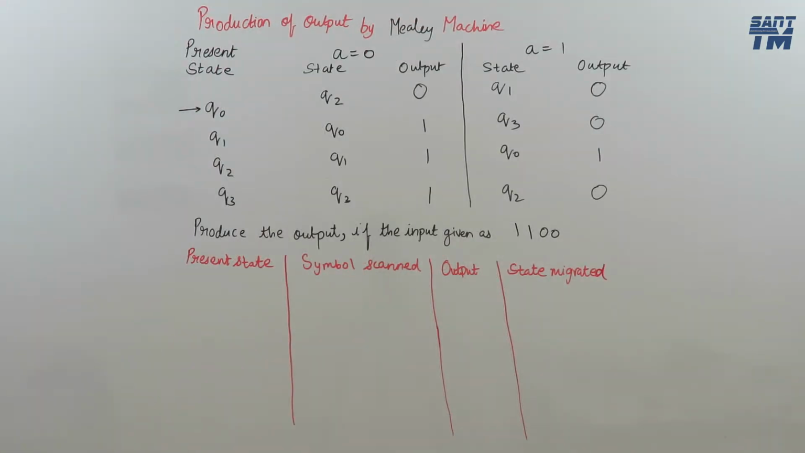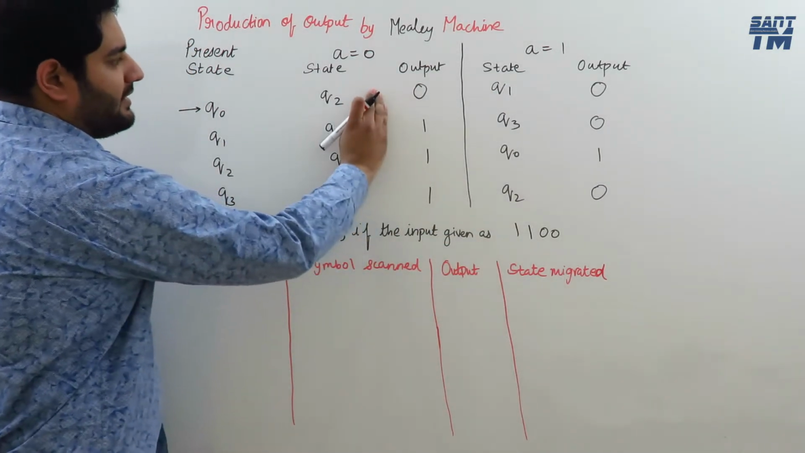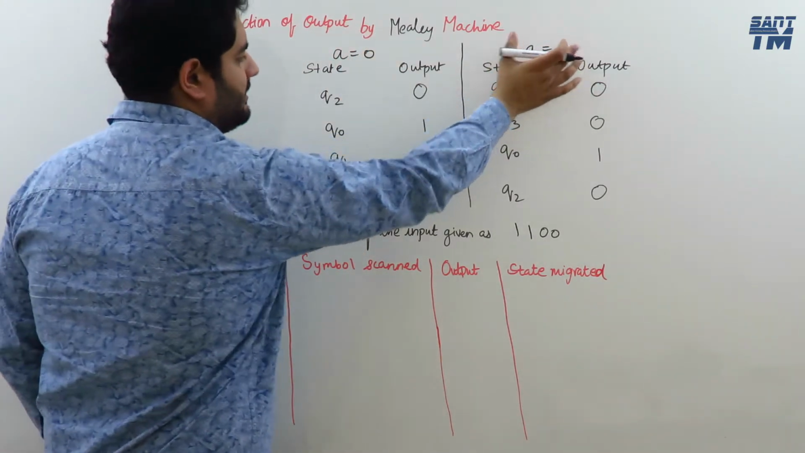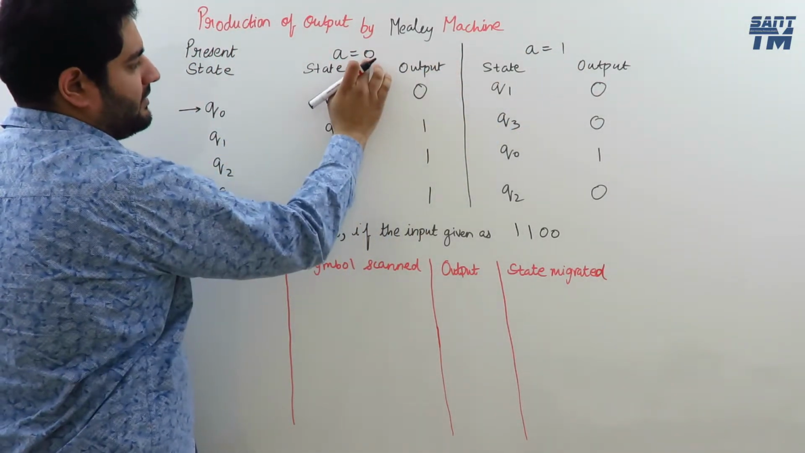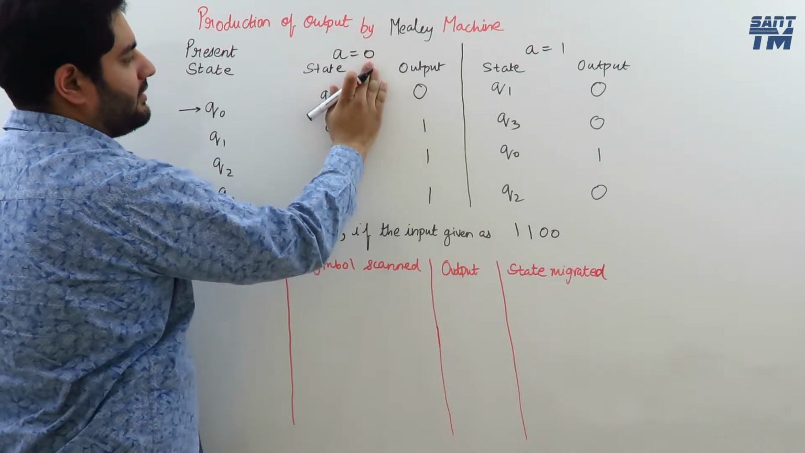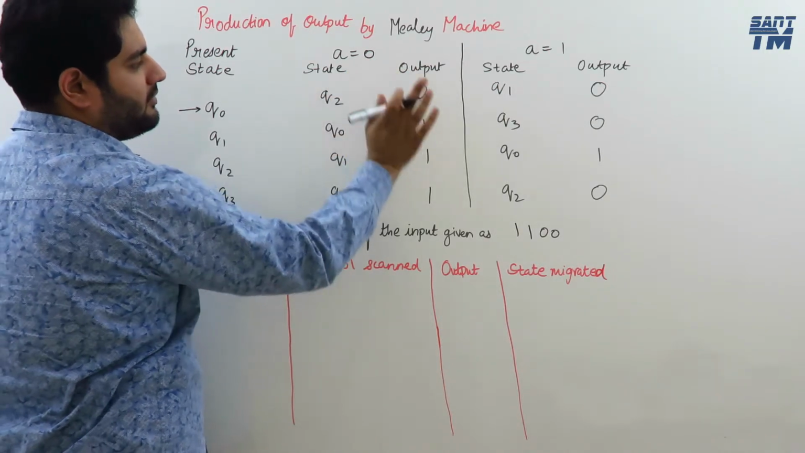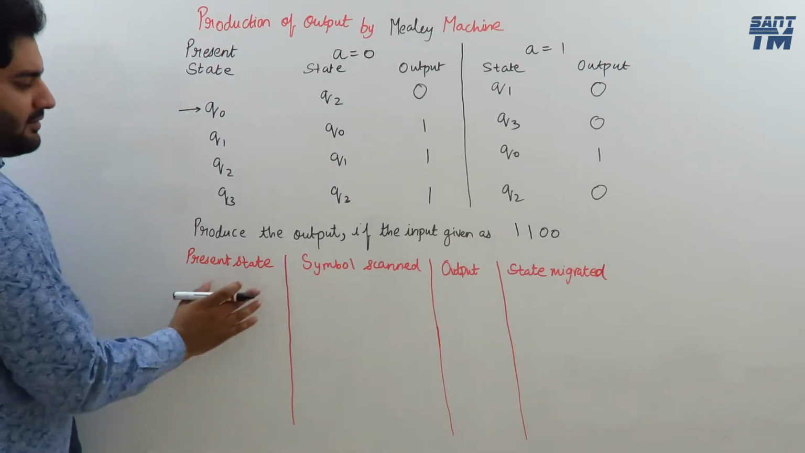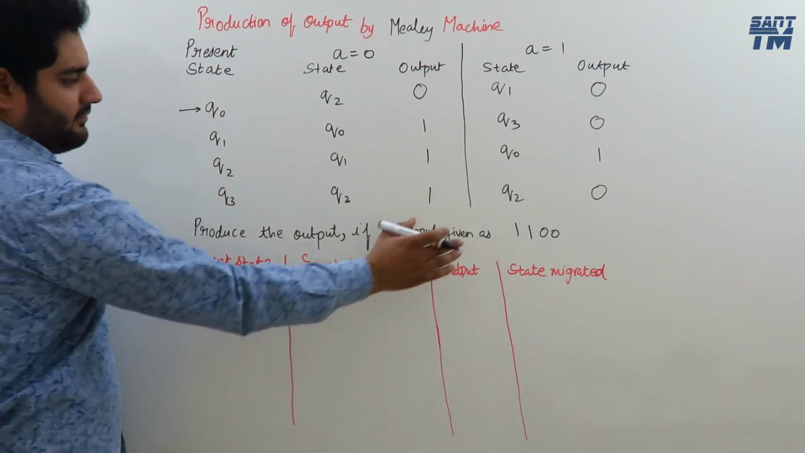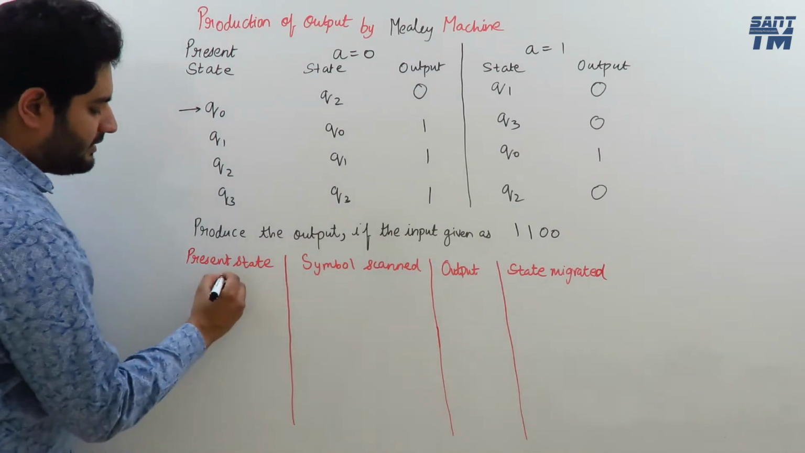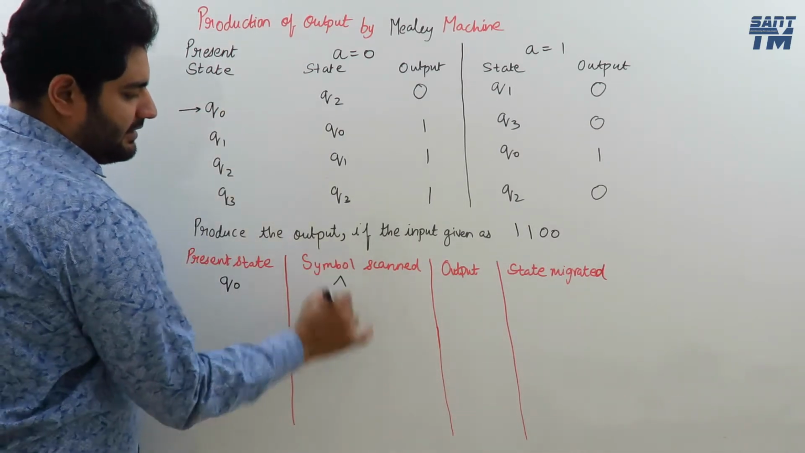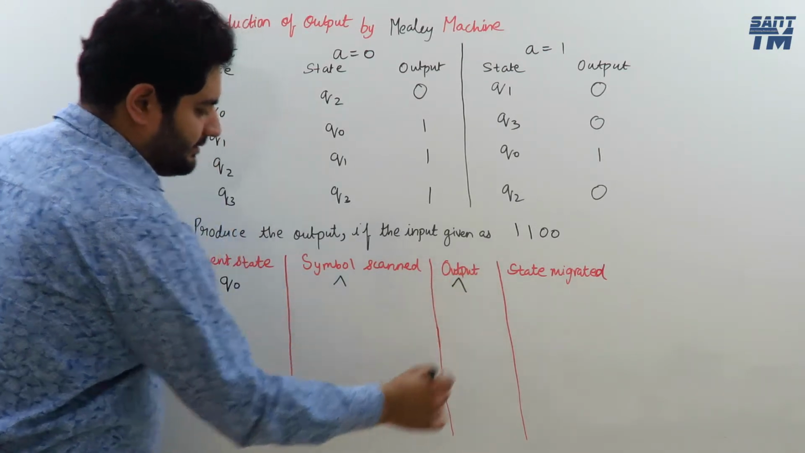Now let's see one example for a Mealy machine. This is the input string given to this Mealy machine and this is the transition table. For each input symbol there are two columns, state and output. That means the input symbol is also a major entity for the output in the case of a Mealy machine. So let's start. Suppose we have switched on the machine and have not yet given the input to it, then the present state will be Q0, the initial state, the symbol scanned is null, and the output will be null in this case.